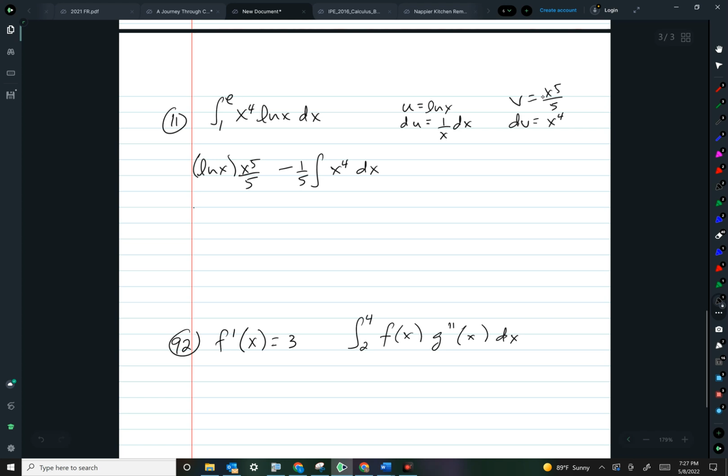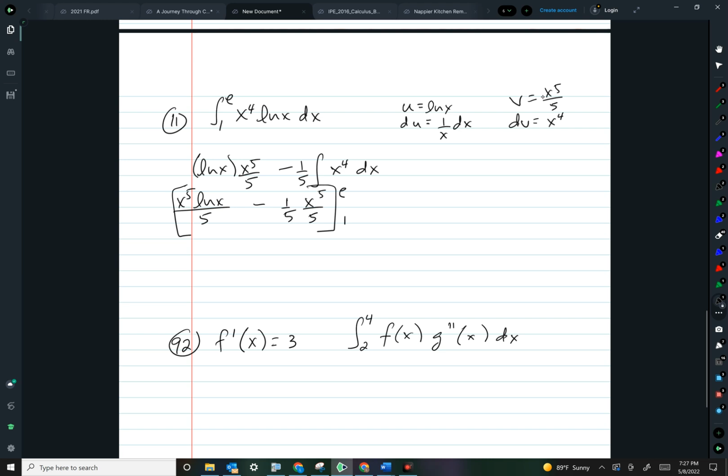So I've got natural log of x times x to the fifth over 5 minus 1/5, and then when I integrate x to the fourth, it's going to be an x to the fifth over 5. And now that I'm done with the integration, I'll evaluate all of that from 1 to e.